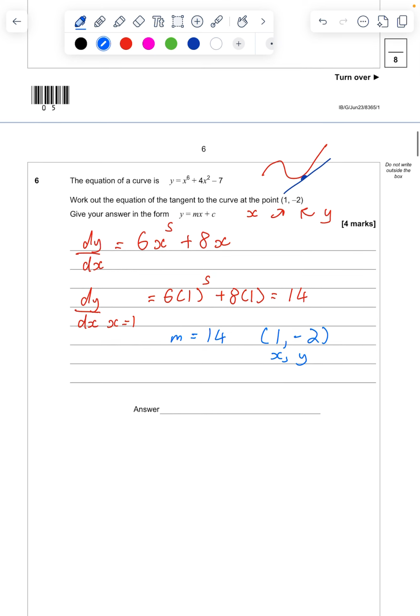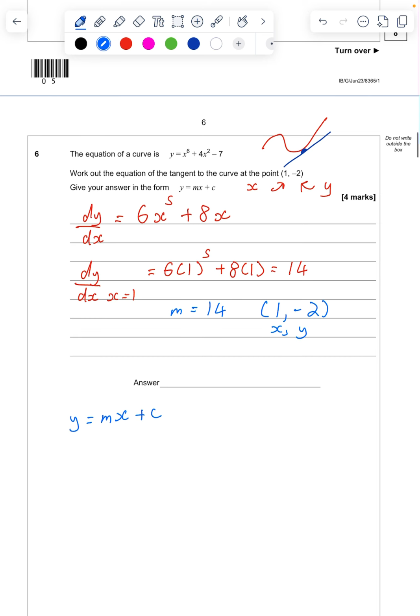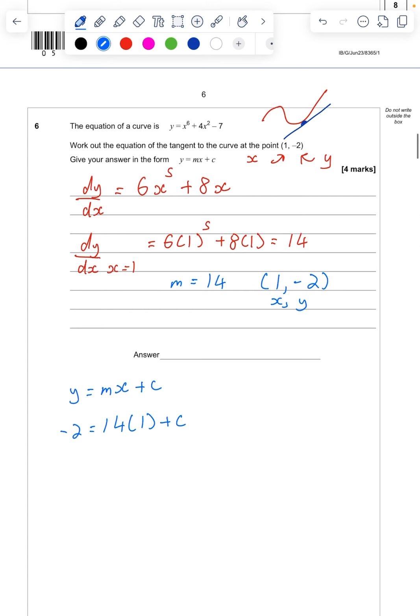You now just go and whack it into y equals mx plus c, because the question wants it in this format. So you know that y is minus 2, is equal to m, which is 14, times by the x value, which is 1, plus c, and then we just go and take away the 14, so c will be minus 16. So the equation of your line is going to be y is equal to 14x, where 14 is your gradient, take away 16. And that should be the answer.